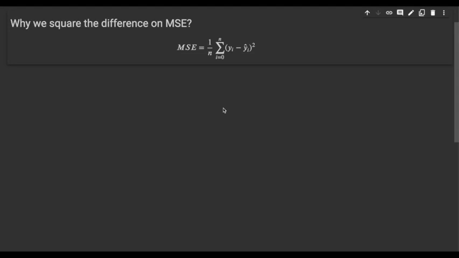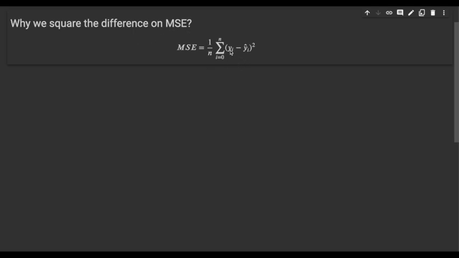One important question related to machine learning, and it's really useful when you're training your model, to calculate the loss of your model, for instance. And this model can be a neural network or another kind of simpler model. But why do we square the difference in the mean squared error?